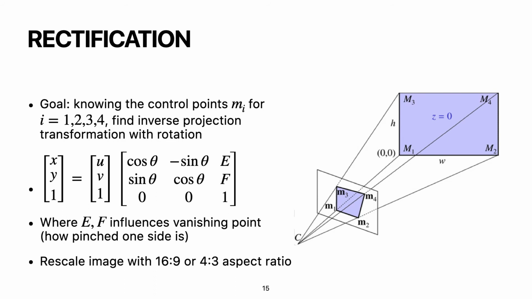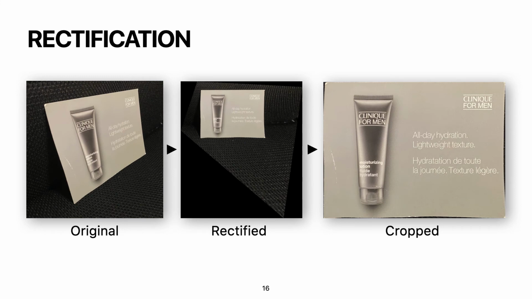And the goal is that knowing these control points, the small m's, we can find the inverse projection to find the big M's. And the projection matrix looks like this, where E and F influence the vanishing point, or basically how skewed one side is. Then we rescale the image with 16:9 or 4:3 aspect ratio. That is user configuration. So here's an example.